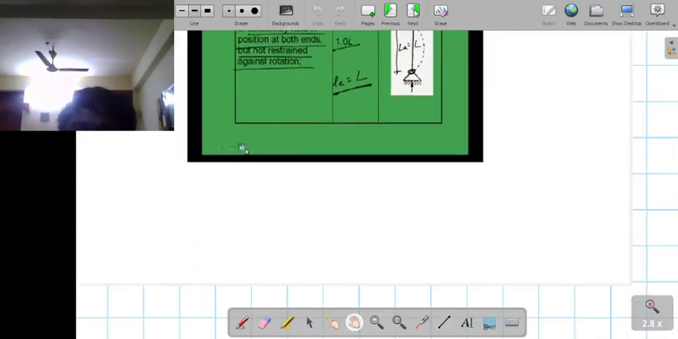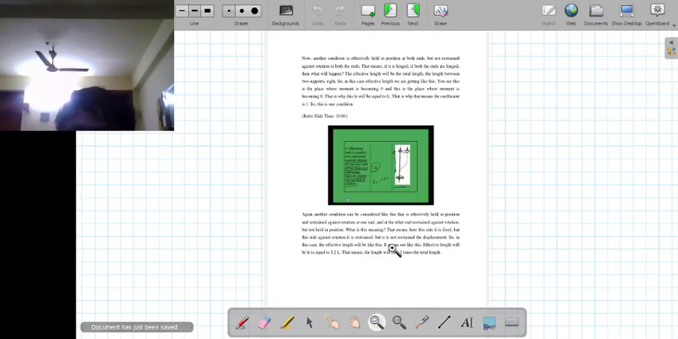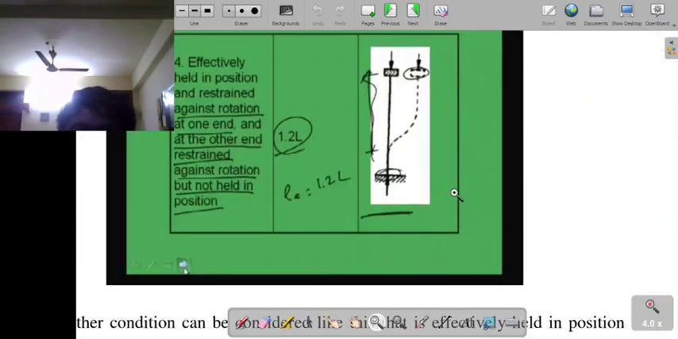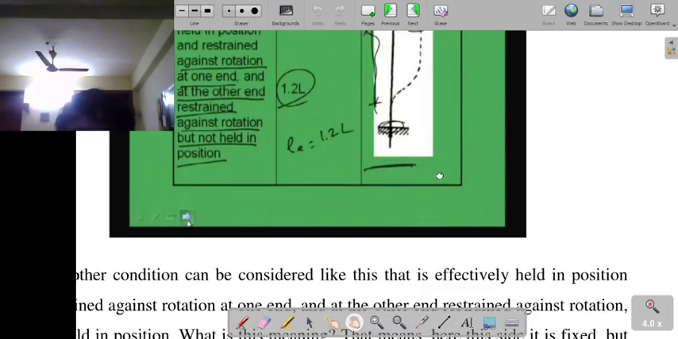Okay, similarly, other types of situations are there. Let's see these conditions. In this condition, one end is fully blocked, that means horizontal movement as well as vertical movement is fully blocked. But on the other side, it is restrained against rotation, so horizontal movement is not permitted, but it is not held in position, so vertical movement is permitted. In such a case the effective length is 1.2 L. So it is written effectively held in position and restrained against rotation at one end, and at the other end restrained against rotation but not held in position. Okay, so this is the fourth case.